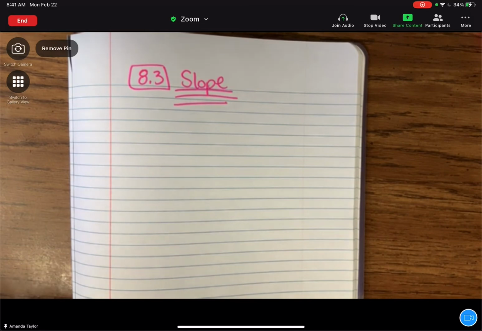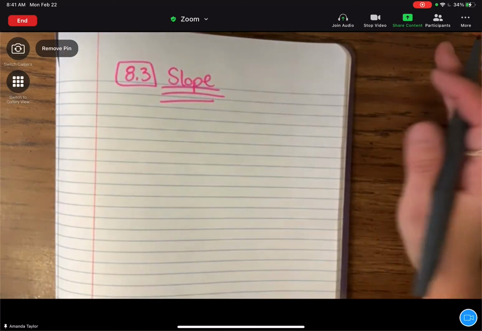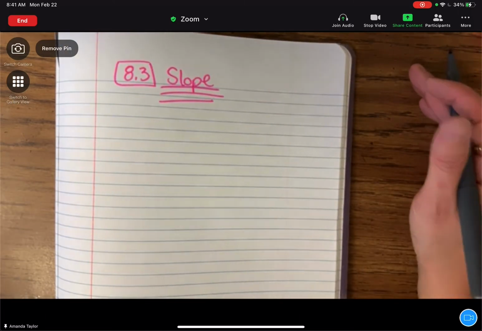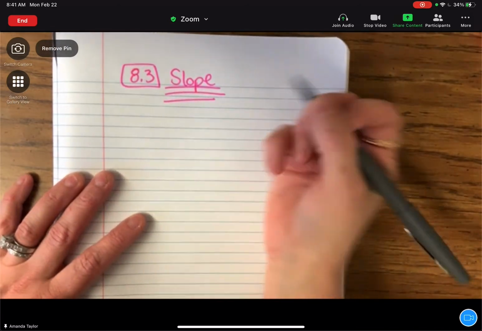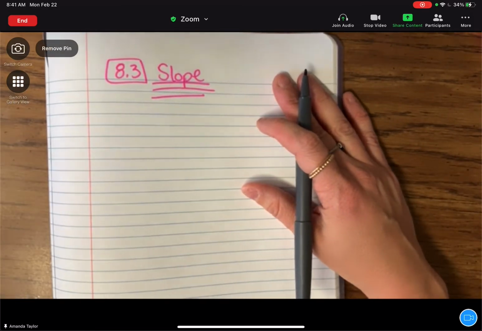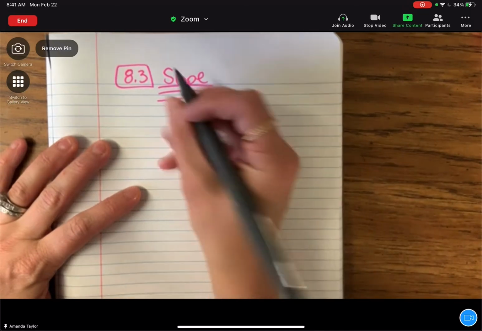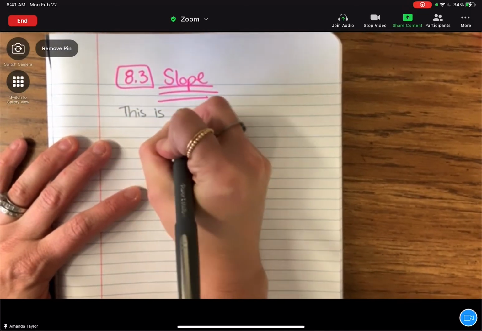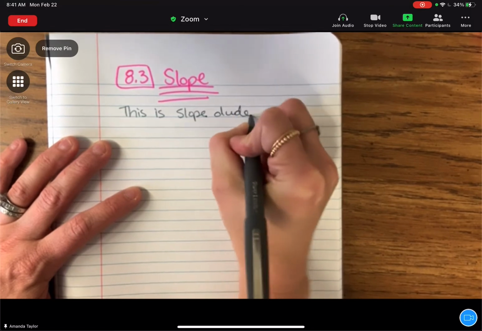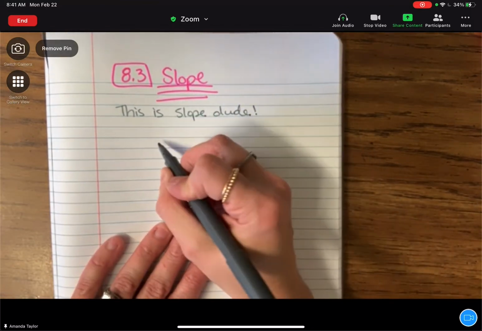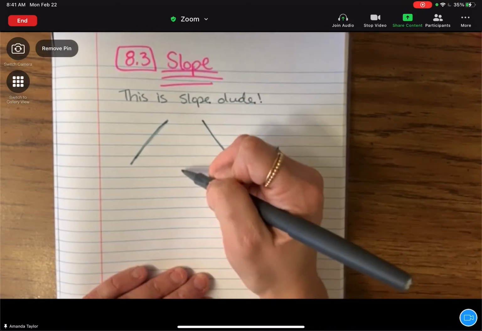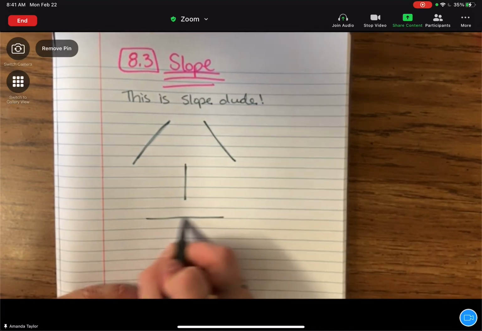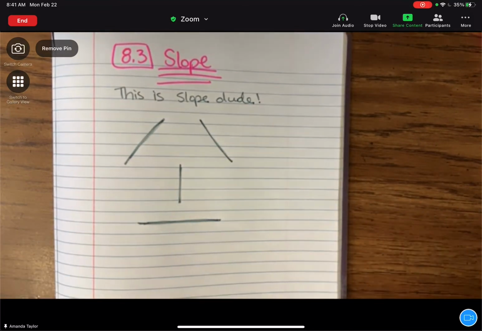Do any of my math ones remember? Y'all remember slope dude when I did it with algebra? Those who were in my math and algebra class, we did slope dude. We're not going to draw a huge page of slope dude, but we're going to make a little slope dude. Wherever I draw, you draw. We're drawing slope dude's face. We'll go line here, line here, and line here. There is slope dude.